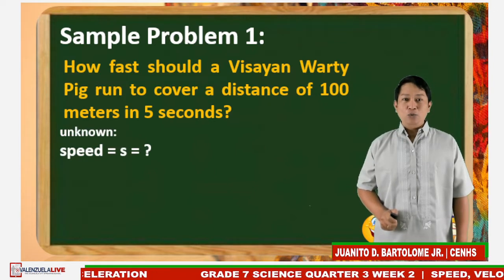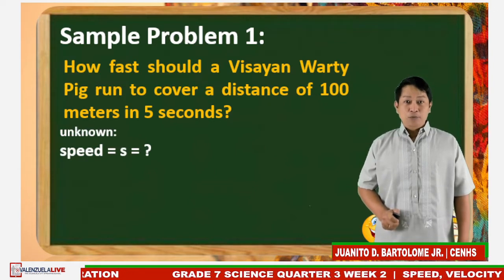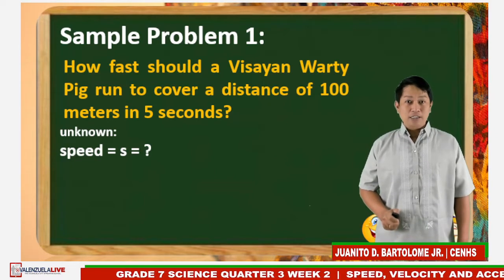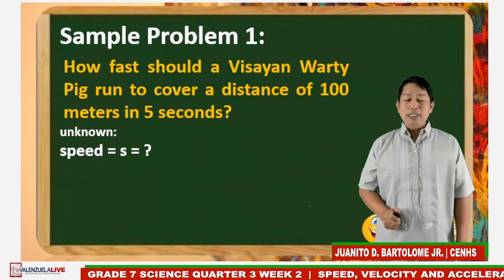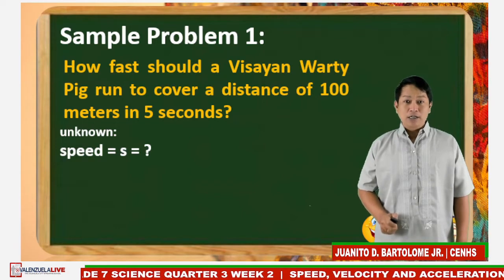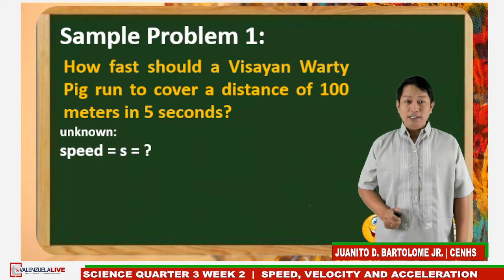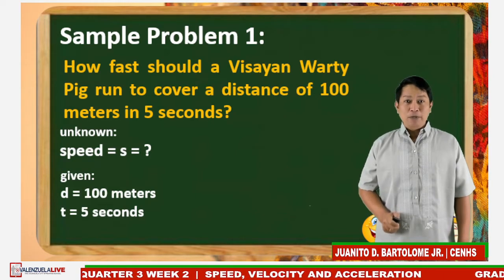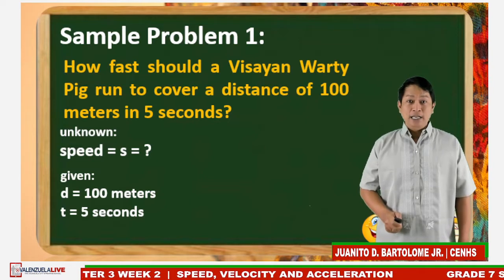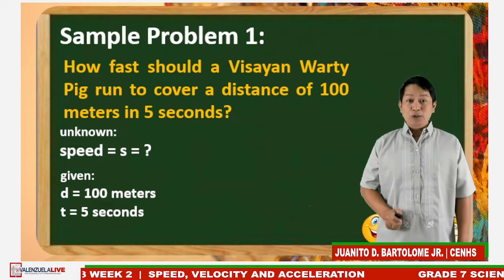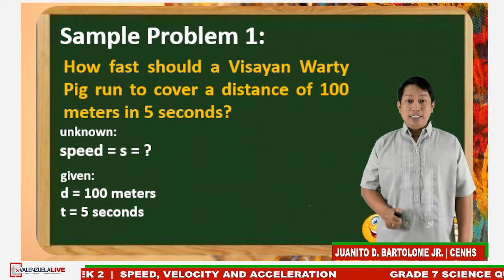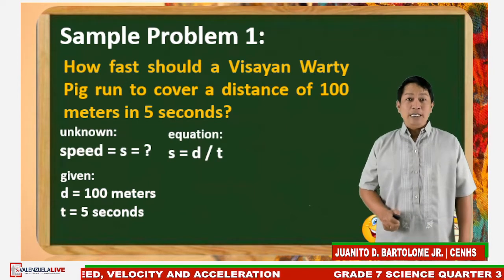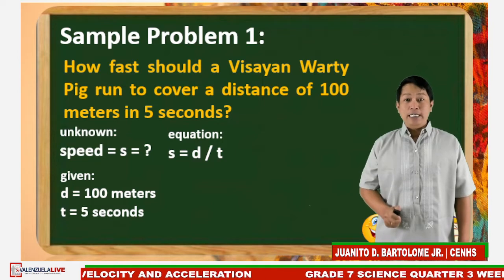First, let us find out what is being asked. Based on the problem, we have to answer the question, how fast? How fast denotes speed. Speed is the unknown quantity. Second, we will identify the given quantities. Our givens in the problem are distance and time, where distance is equal to 100 meters and time is equal to 5 seconds.